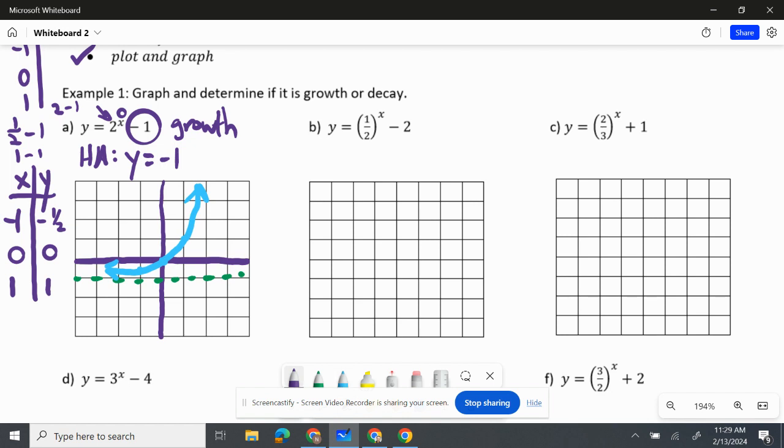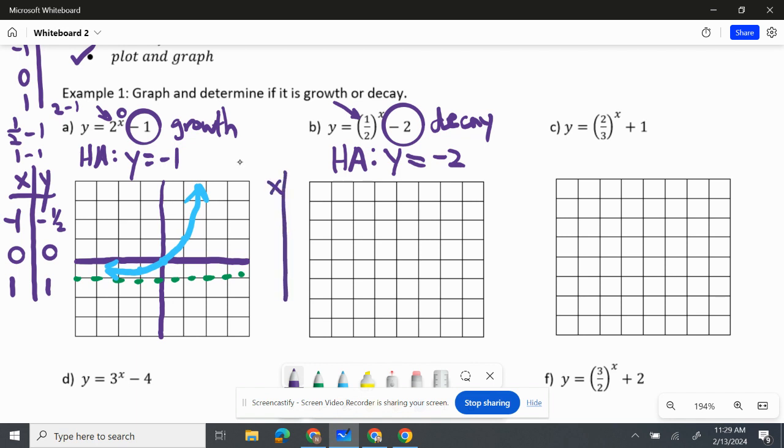Now for the second one, first thing that we want to do is decide if it's growth or decay. We see that the b value is 1/2, so that means that it's decay. Then we have our horizontal asymptote. Our horizontal asymptote is always y equals whatever our constant value is. So in this case, it's -2. Then we're going to come up with our table of values. So we have -1, 0, and 1.